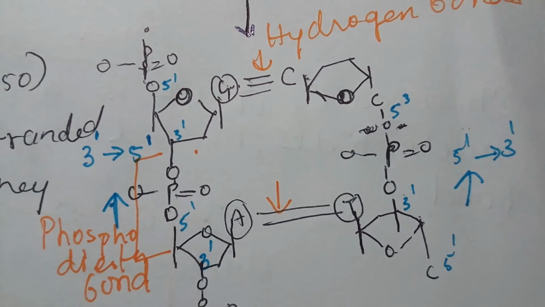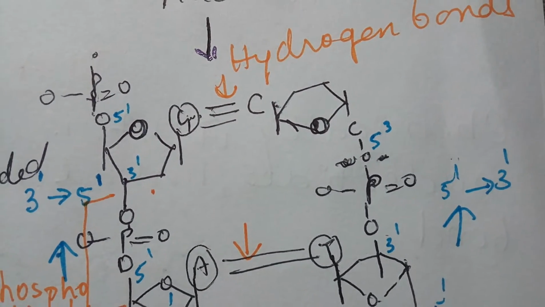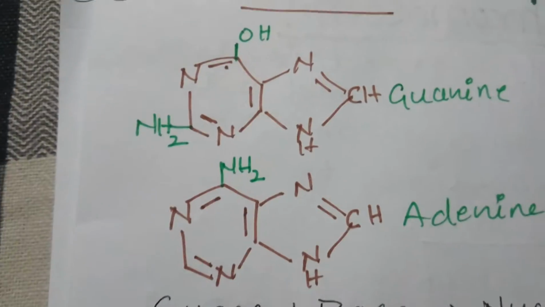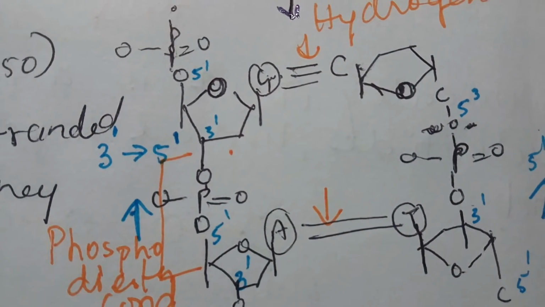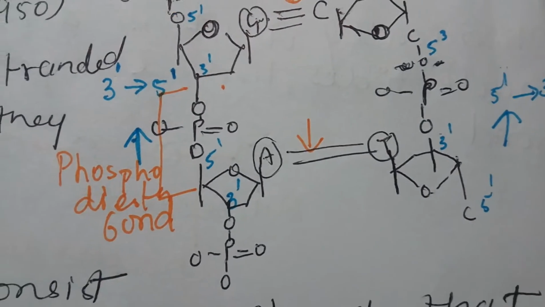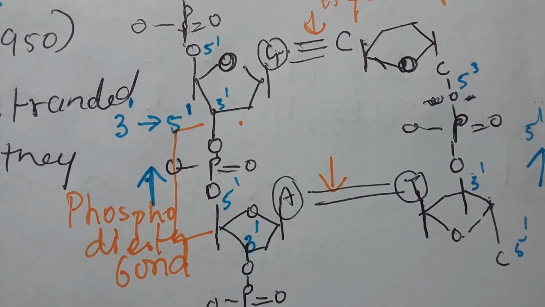Now why is this dash used? Because we assign numbers 1, 2, 3 to the rings that are present in the nitrogenous bases. So in order to number the carbons in the sugar, we use 1 dash, 2 dash. So we say that it is 3 dash, 5 dash.